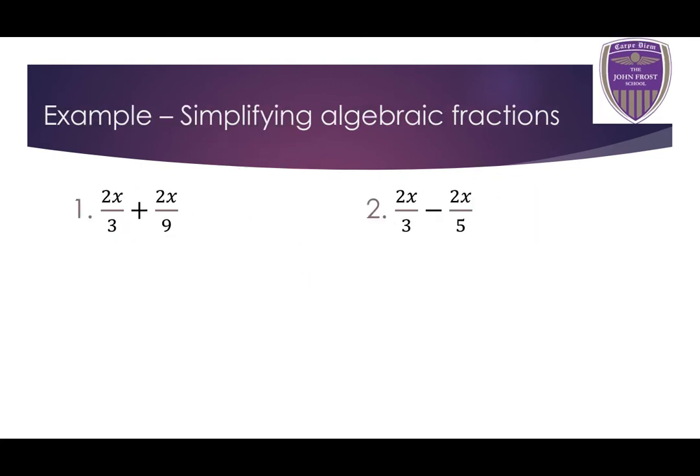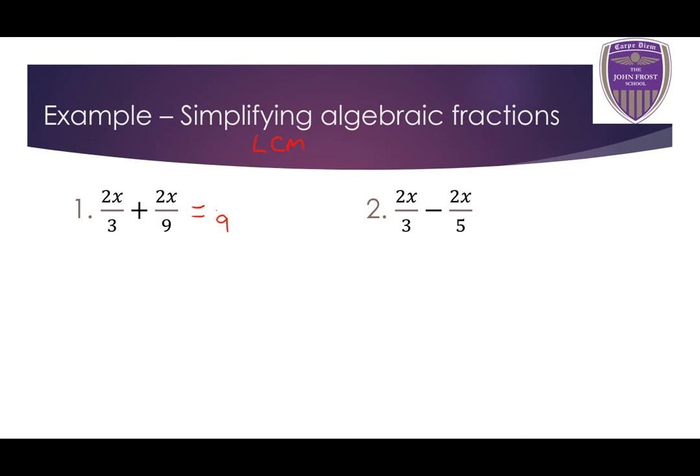There are going to be two types of questions this lesson. One of them is just to simplify algebraic fractions. Another one will be to solve them. First of all, let's look at simplifying these algebraic fractions. We've got 2x over 3 and 2x over 9. I currently can't add these because we're dealing with thirds and ninths. So I need to find the lowest common multiple of 3 and 9.